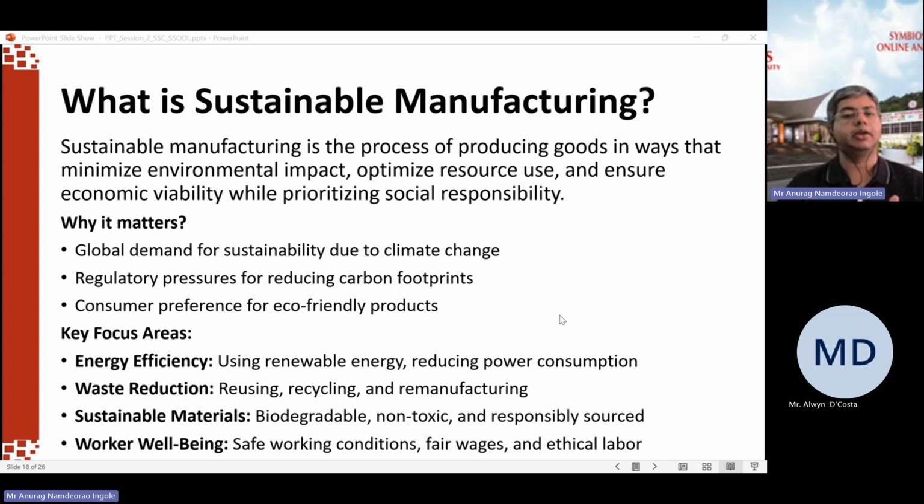So, can we recycle that? And remanufacturing. Remanufacturing is a practice where the products, once they are sold to the customers and their usage is completed, let us say the life is over, are going to be disposed of. Either they will scrap it or it will go to landfills.